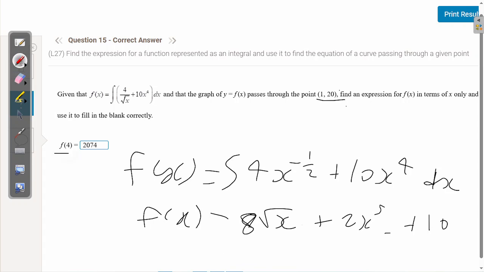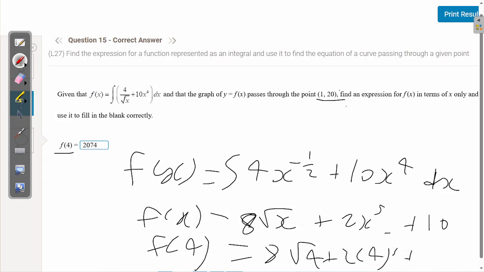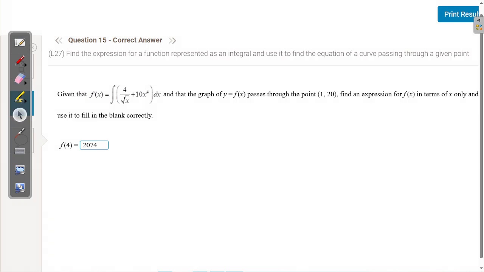Now we can find f of 4. So f of 4 is equal to 8 radical 4 plus 2 times 4 to the power 5 plus 10. So radical 4 equals 2074.